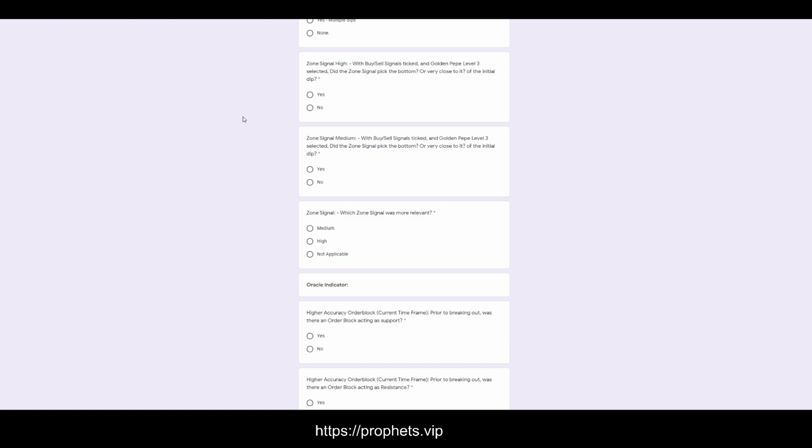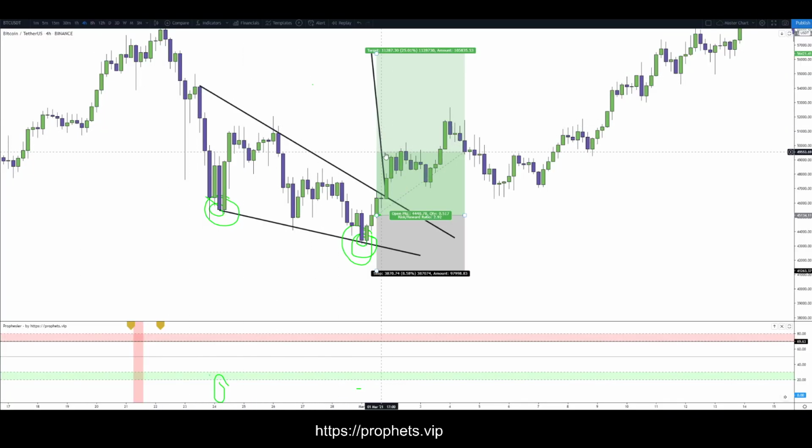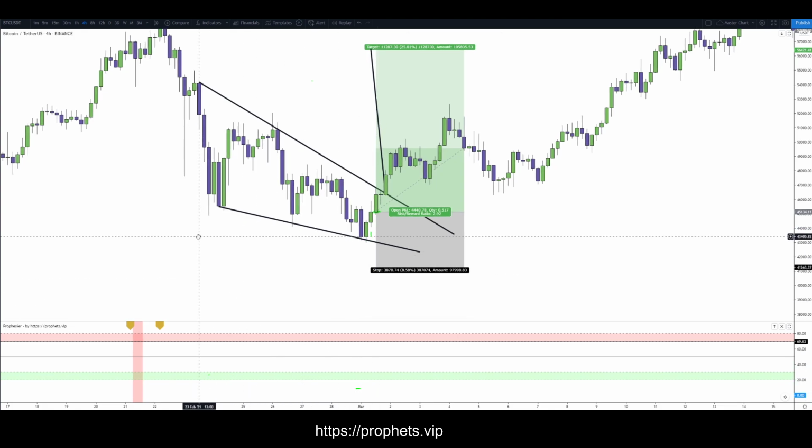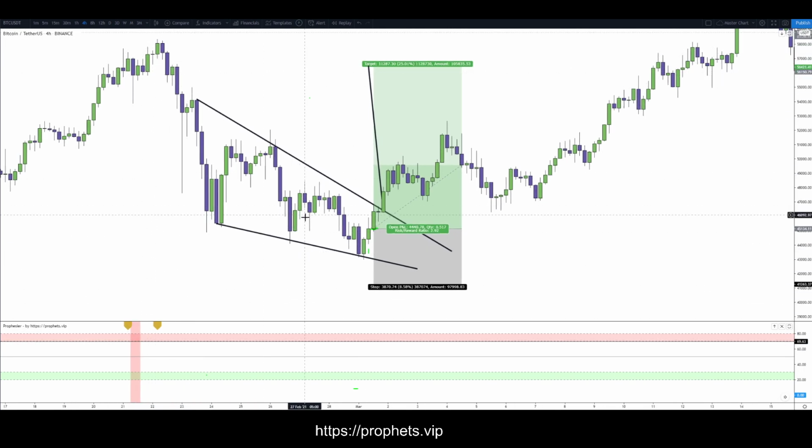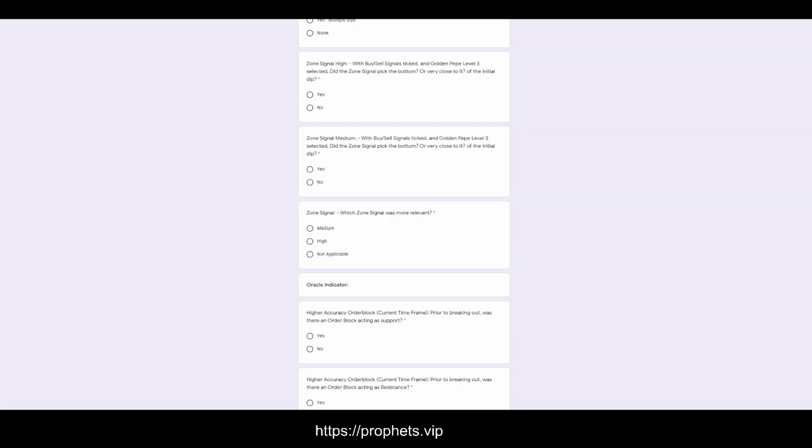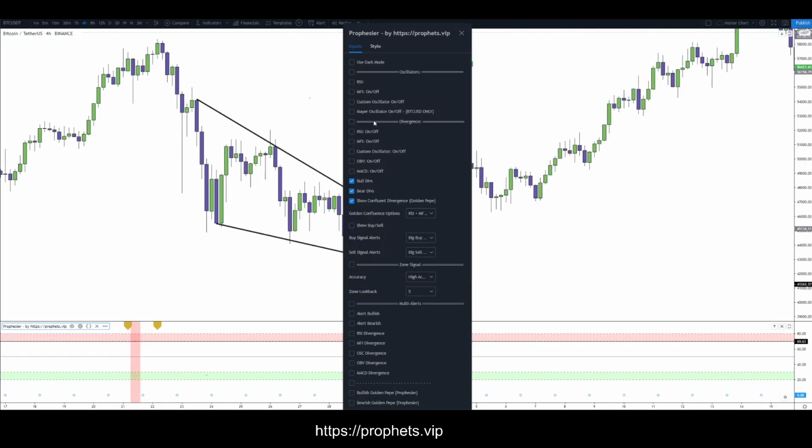Zone signal high, alright? So let's go and flick that on real quick. Get rid of our squiggles again. Here we go. Cool, all good. Alright. So we got a reversal setting up here, but we didn't get one down here. So let's go into the options real quick and read our question. With buy, sell signals ticked, right, and Golden Peak level 3 selected. So let's go and make sure we got both of those done. Buy and sell signals here. And we've got level 3 and Peak. Cool.